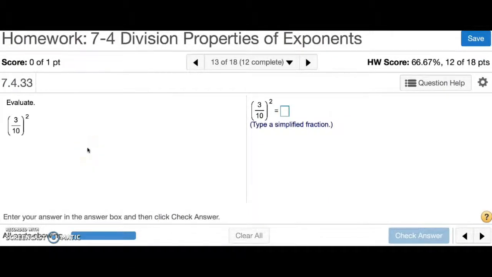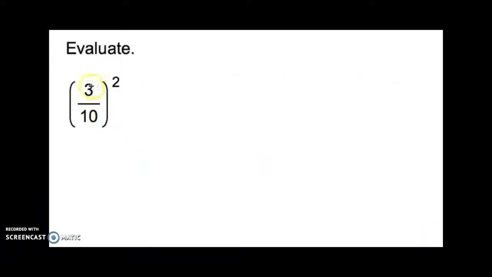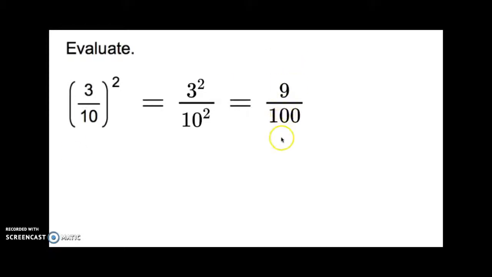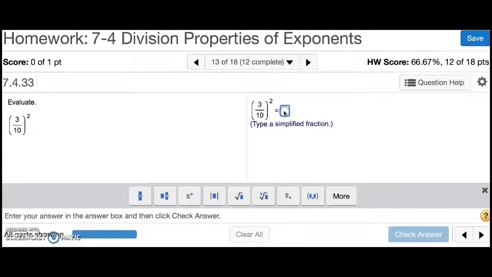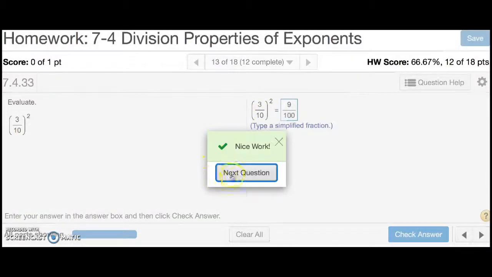Number 13 is asking you to evaluate. We have a fraction all being raised to a power. So let's take a closer look at it. When we have a fraction being raised to a power, we raise both the numerator and the denominator to that power. So we have 3 squared over 10 squared. 3 squared is 9, and 10 squared is 100. This does not reduce, so my fraction is going to be 9 over 100, so that's my answer. So typing in 9 over 100, that's the answer to number 13.